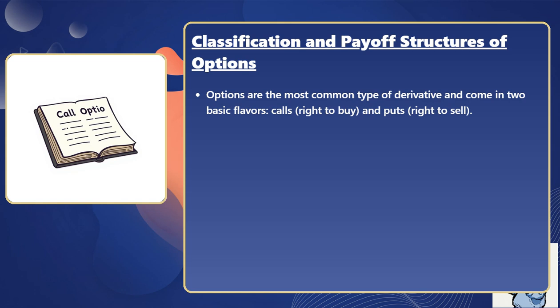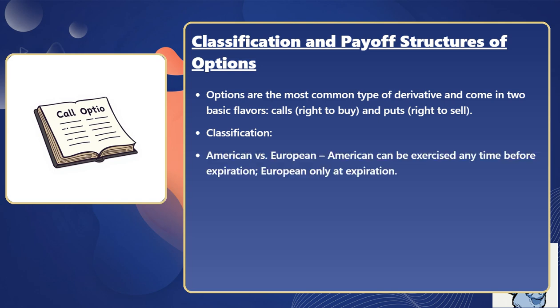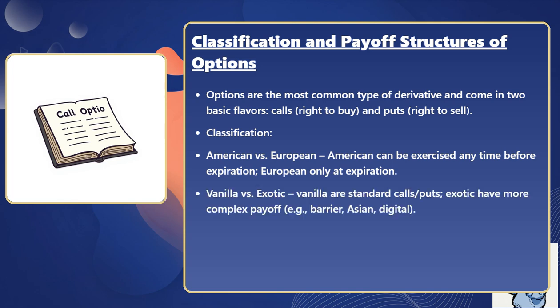Options are the most common type of derivative and come in two basic flavors: calls, the right to buy, and puts, the right to sell. Classification. American versus European: American can be exercised anytime before expiration, European only at expiration. Vanilla versus exotic: vanilla are standard calls and puts. Exotic have more complex payoffs, for example barrier, Asian, digital.